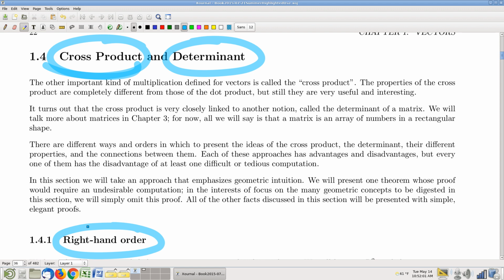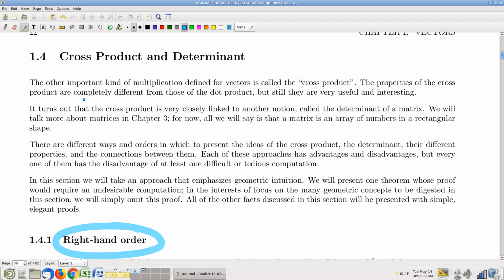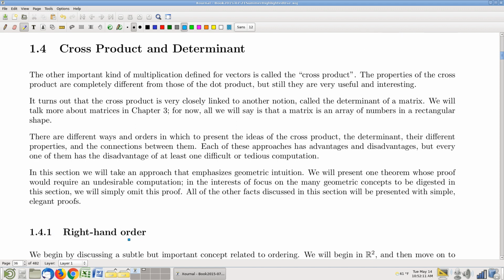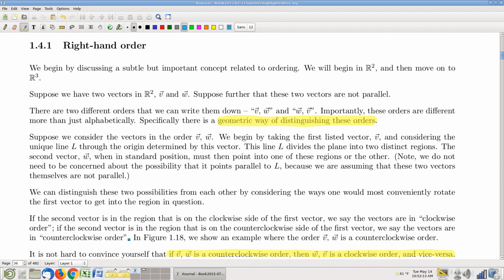Because that's probably the most geometrically new concept, I'm going to start by talking about order, and I'm going to start with a simple version of this, the two-dimensional version in R2. So let's consider two vectors in R2, V and W.